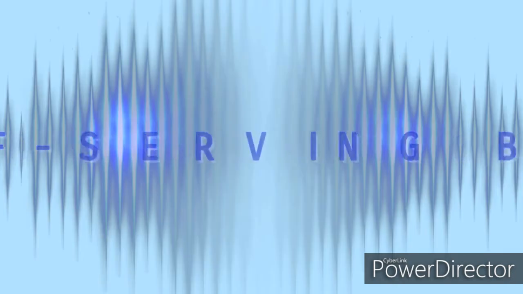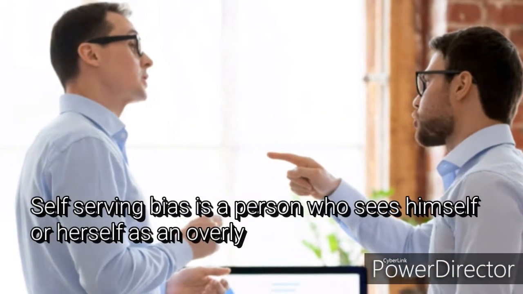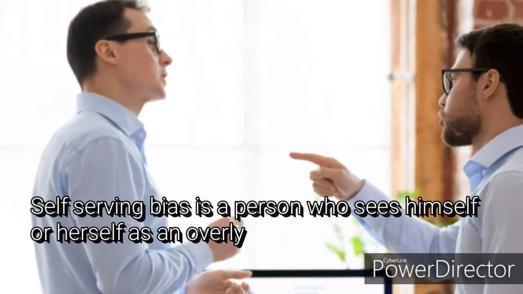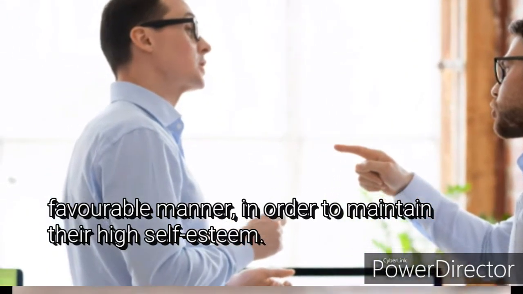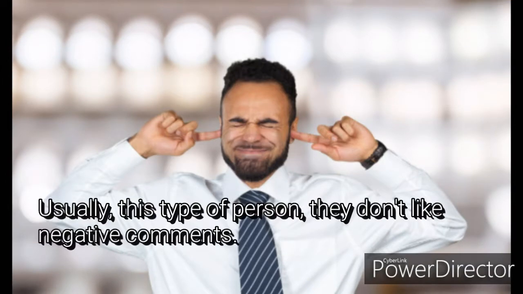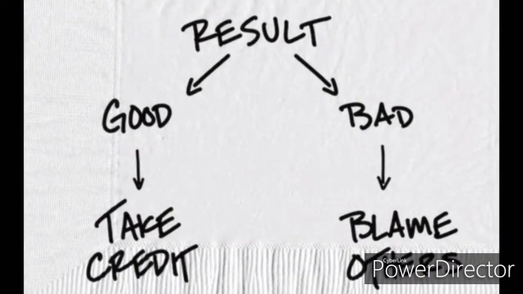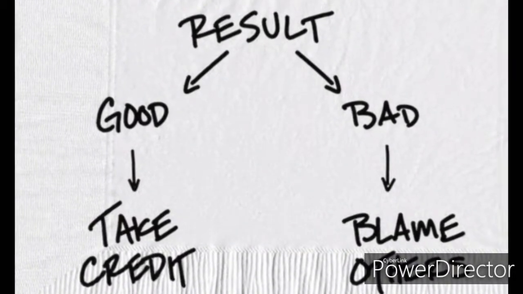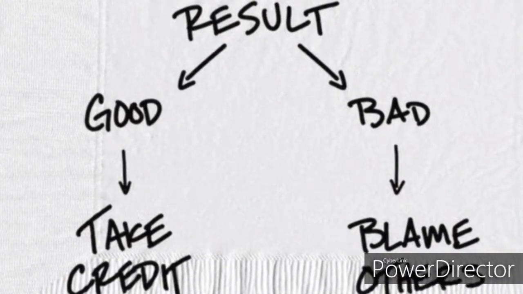Next is self-serving bias. Self-serving bias is when a person sees himself or herself in an overly favorable manner in order to maintain their high self-esteem. Usually, this type of person doesn't like negative comments. If they do good, they take all the credit, and if they do bad, they will blame others. To them, it is never their fault.